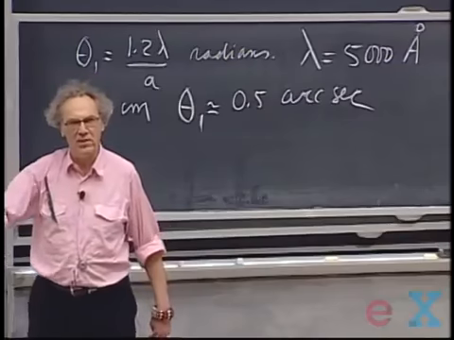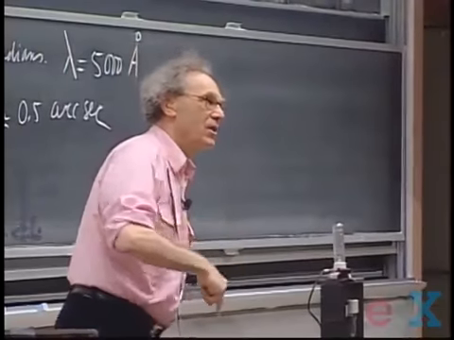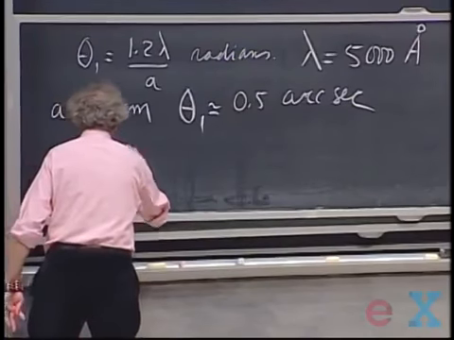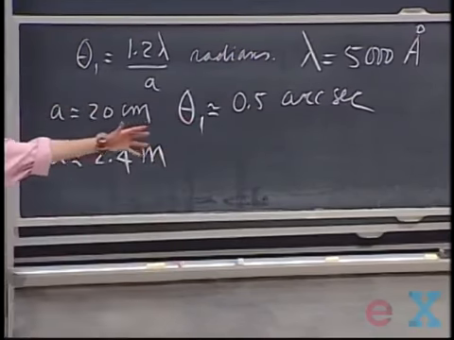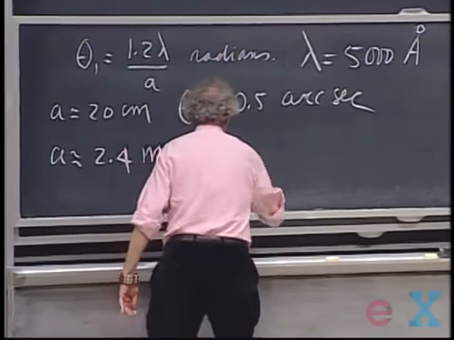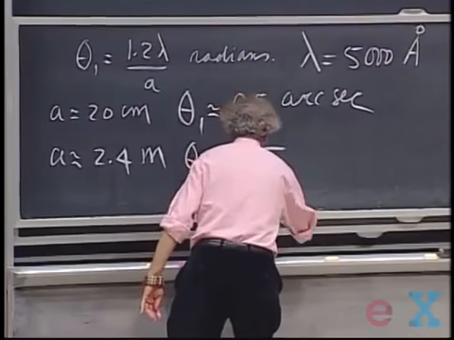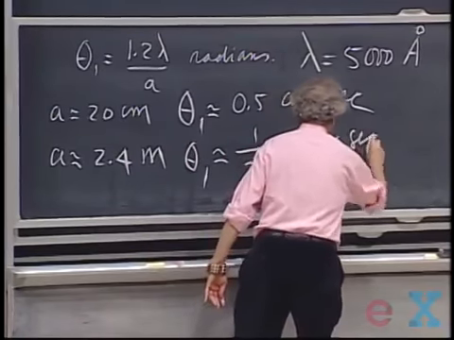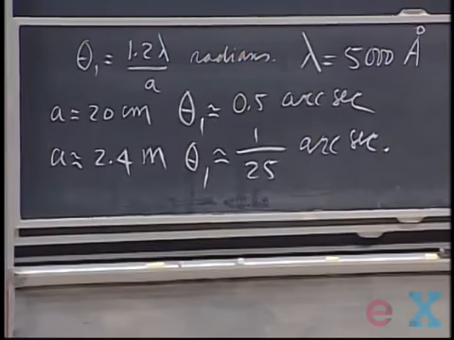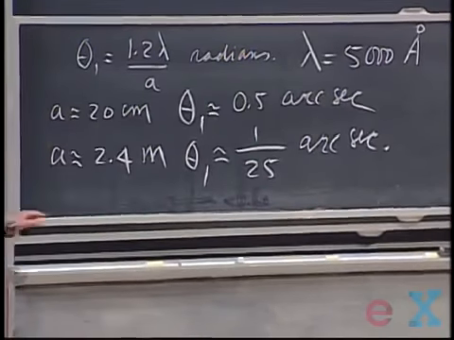An arc minute is 1/60th of an arc degree, and an arc second is 60 times lower than that. And so if A were a 2.4 meter telescope, that's a real biggie, then theta 1 would be approximately 1/25th of an arc second. So the larger you make your telescope, the better angular resolution you would have. This angular resolution is 12 times better than this one, because A is 12 times larger. In both cases, and in what follows, I have ignored the factor 1.2.